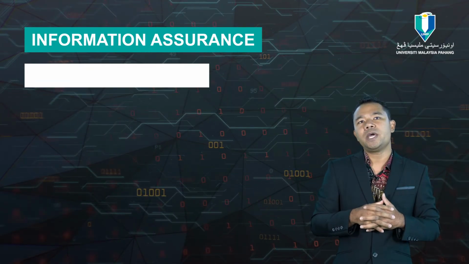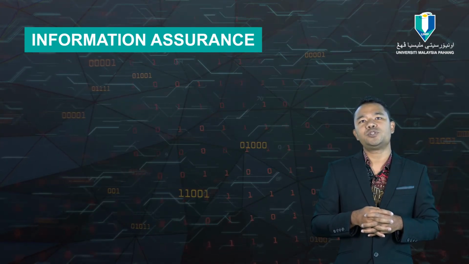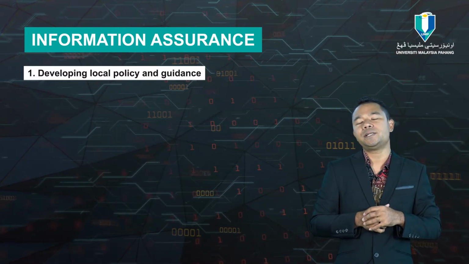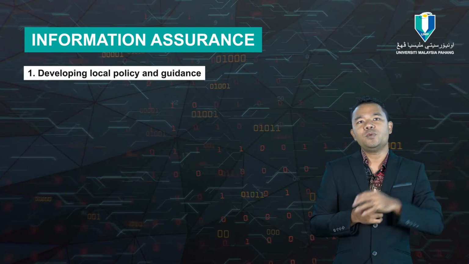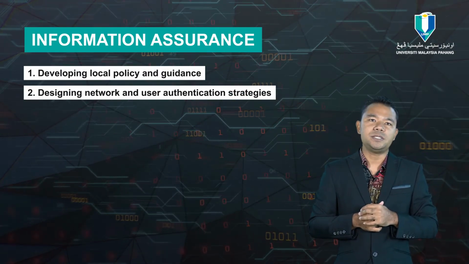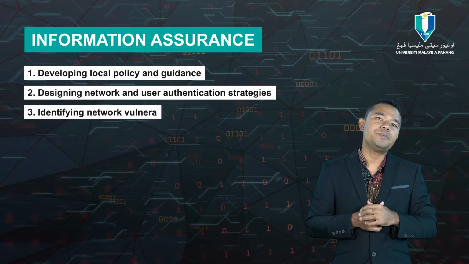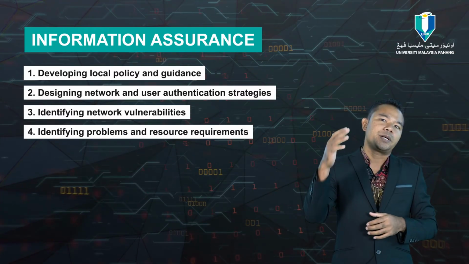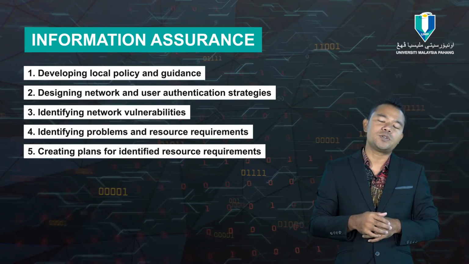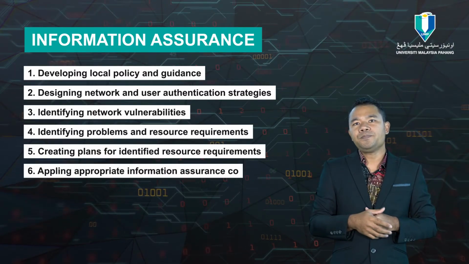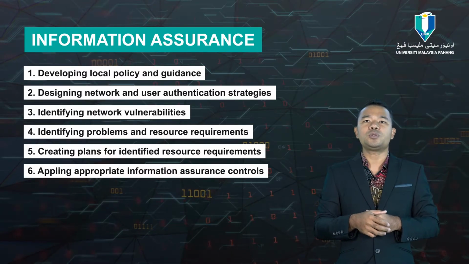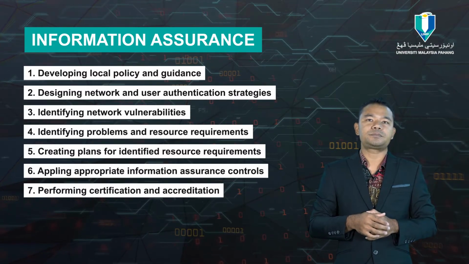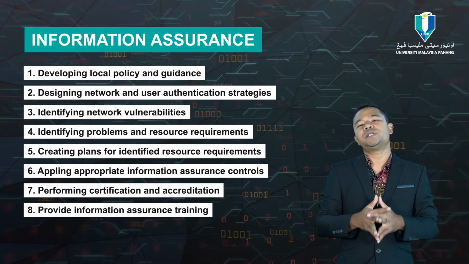Some of the processes that help in achieving information assurance include developing local policy, process, and guidance, designing network and user authentication strategy, identifying network vulnerabilities and threats, identifying problems and resource requirements, creating a plan for resource requirements, applying appropriate information assurance controls, performing certification and accreditation, and providing information assurance training.